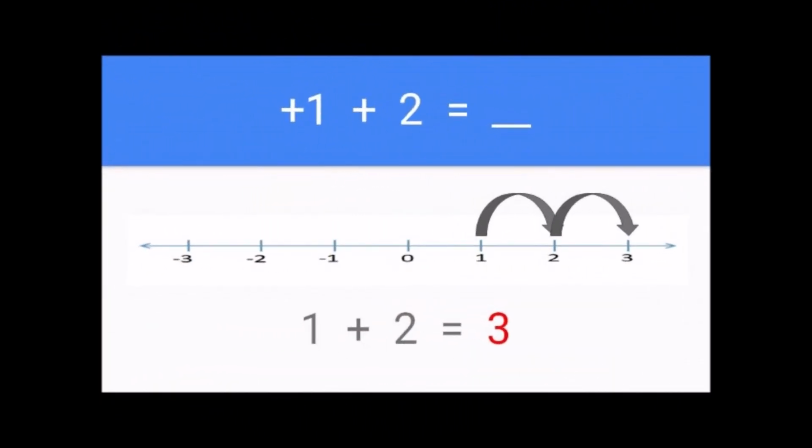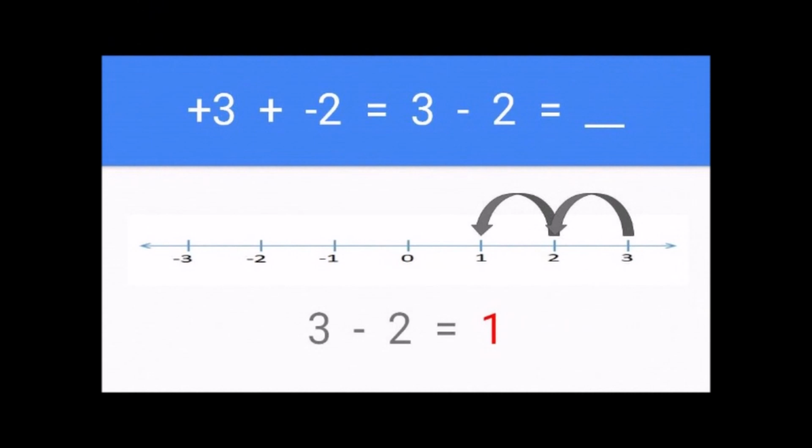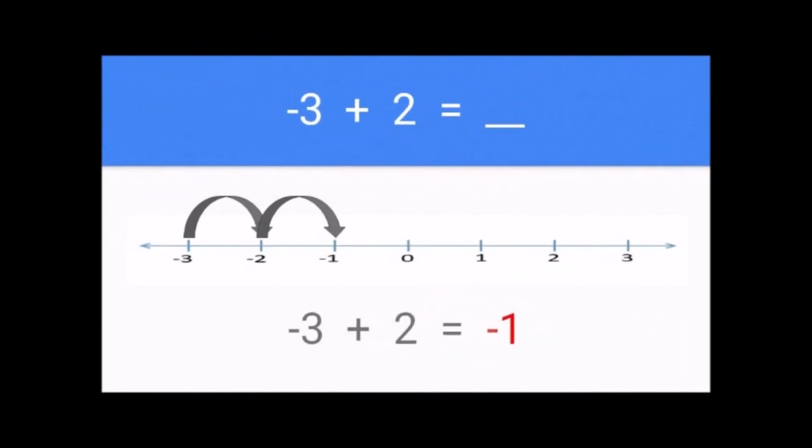Let's practice. 1 plus 2, or positive 1 plus positive 2. On the number line, you go to 1, you move 2 steps to the right, and you get 3. Let's practice another one. Positive 3 plus negative 2 is equal to 3 take away 2, and so you go to 3 on the number line. Where will you move? 2 steps to the left. Yes, negative means you move 2 steps to the left and you get 1.